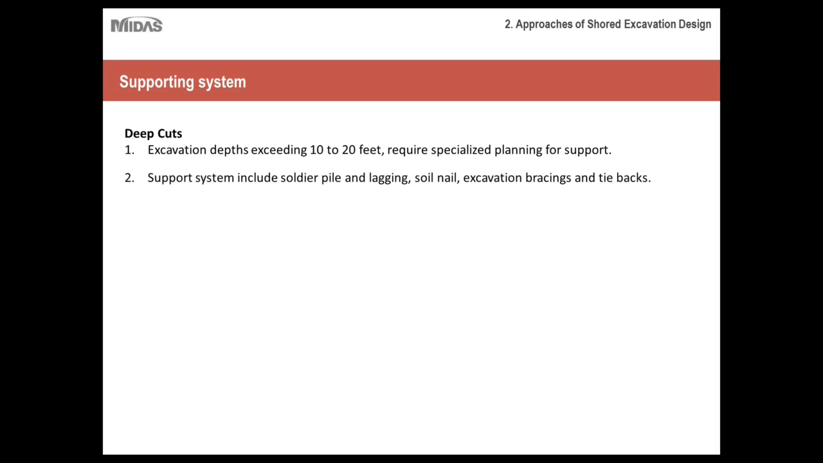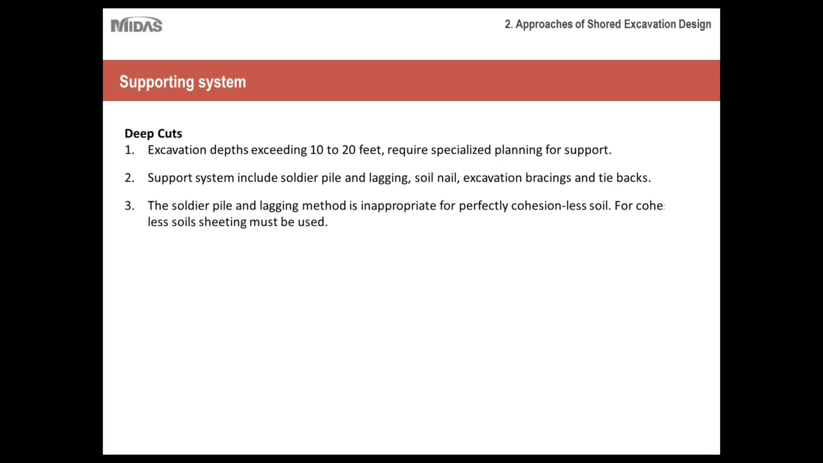So the support systems that are popularly used for deep cuts include soldier pile and lagging, soil nails, excavation bracings and tiebacks. So we'll cover each one of them very briefly. The soldier piles and lagging method is very commonly used, but if you are dealing with sites which have soil layers that are completely cohesionless, let's say sand strata, then this type of support system should be avoided.